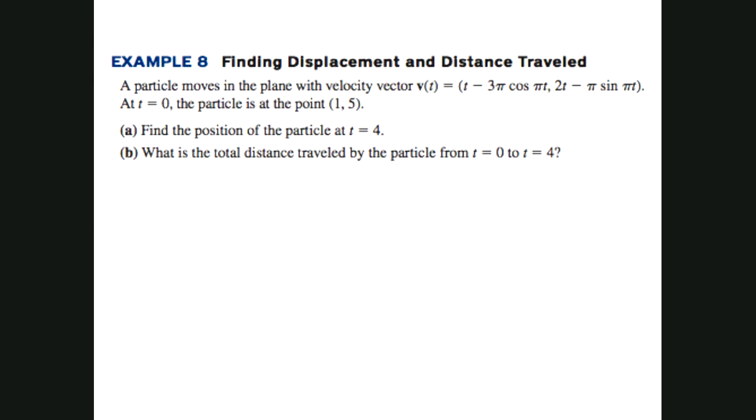It says a particle moves in the plane with a velocity. So they're giving me the velocity vector. At t equal to 0, the particle's at (0, 15). Find the position of the particle at t equal to 4. And what is the total distance traveled by the particle from t equal to 0 to t equal to 4? I am going to let you guys work on this for a little bit and see what you come up with for answers. Yes, you can use calculators on this type of problem. So I'm going to turn off my mic and just let you work, see what you get for answers.